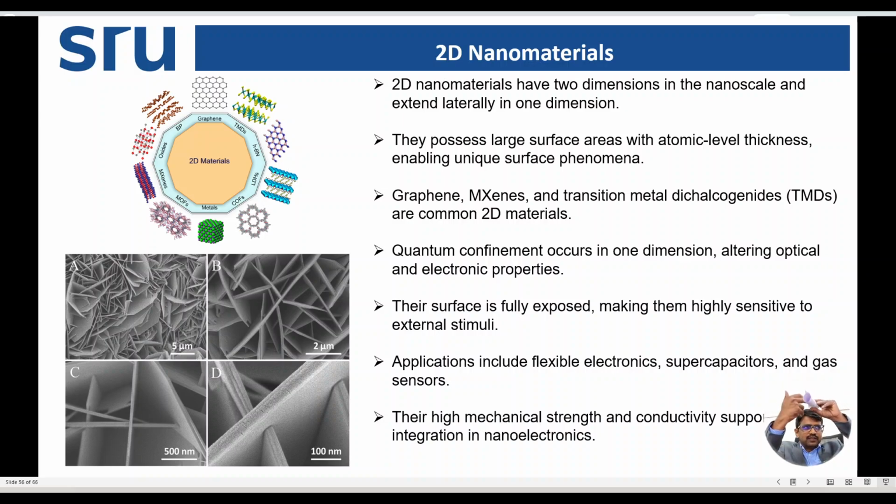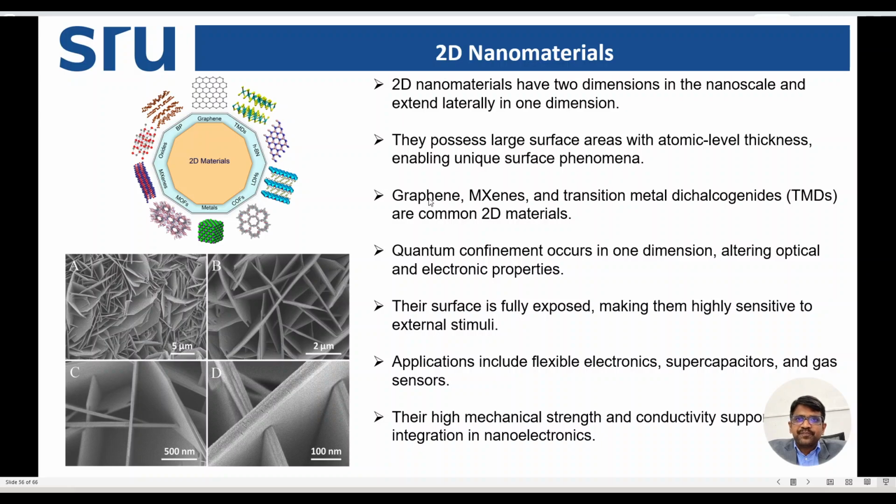So this nanotube, the surface area is small, but if you stretch it out, you can find more surface area. That's why 2D materials can provide better surface area, just like graphene sheets, MXene sheets. They possess large surface areas with atomic-level thickness, enabling unique surface phenomena.